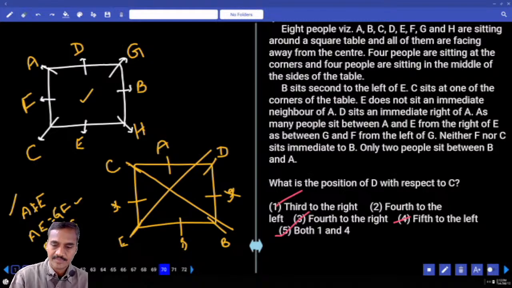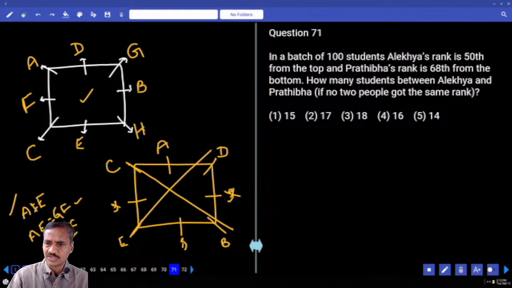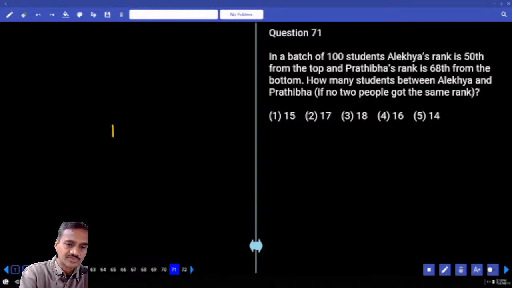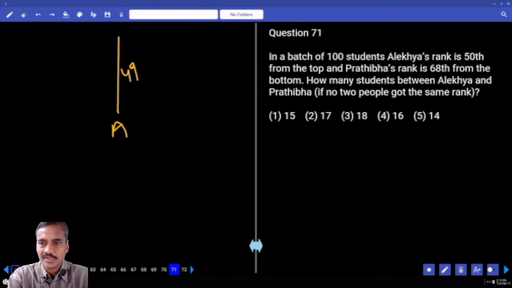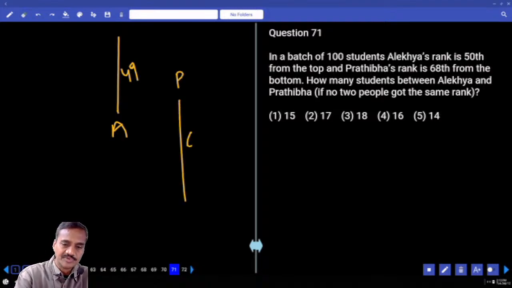Done with this? Then 71, in a batch of 100 students, Alekya's rank is 50th from the top. Where is this Alekya? 50th from the top. How many persons are there before Alekya? 49. And Prabha's rank is 68th from the bottom, so how many persons must be after this one? 67. From the bottom, how many persons are in between Alekya and Prabha?